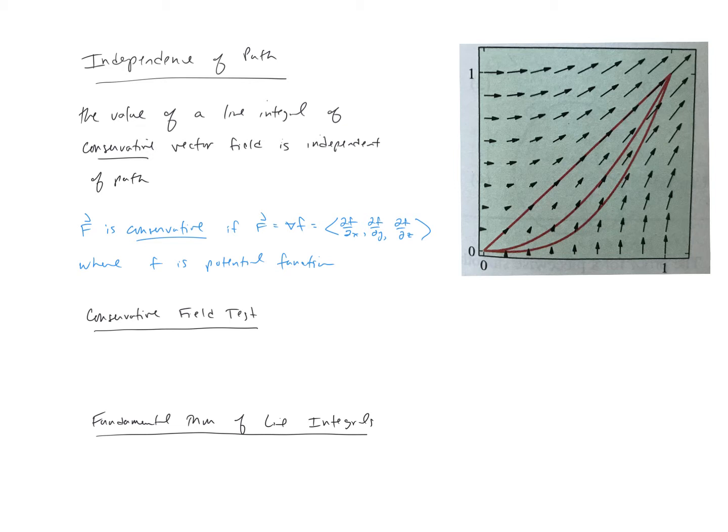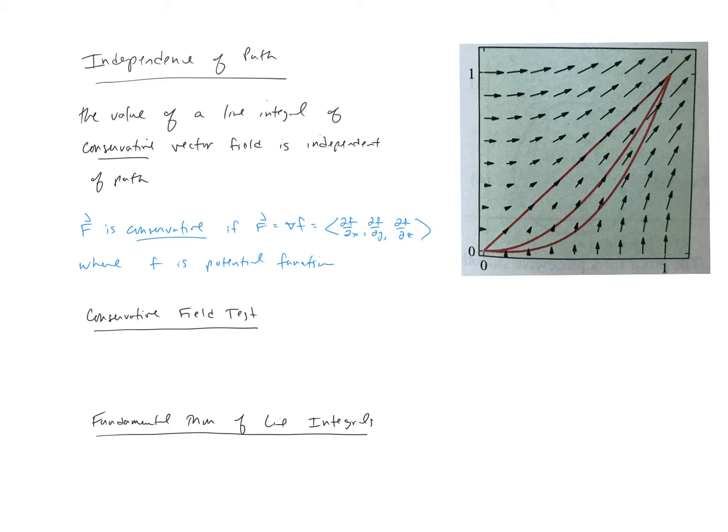Now, what does it mean to be conservative? Well, F is conservative if the vector field F equals the gradient of this lowercase f. That lowercase f is going to be called the potential function. And we'll talk about what that is and how we find that here in a little bit. But that's what it means to be conservative, if F equals the gradient of the potential function.